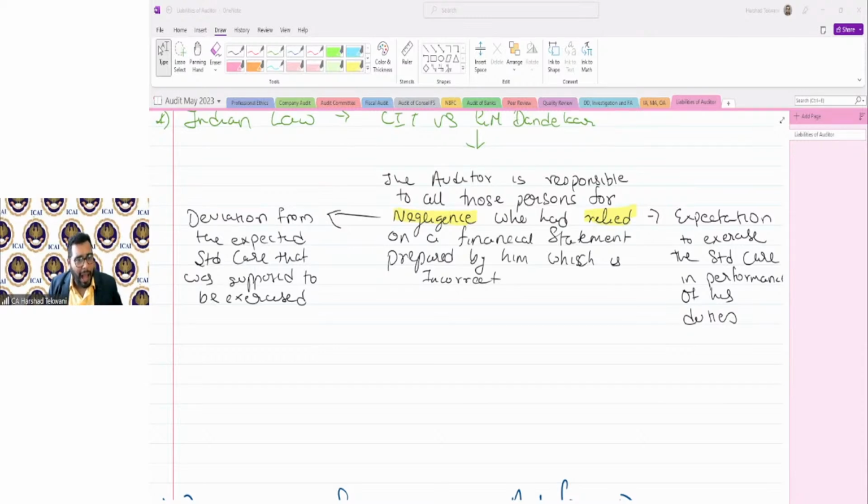In that case, I have not deviated from my standard care. That is the concept here. Have I deviated from the standard care or the duties that I was supposed to exercise? No, I have applied the generally accepted auditing principles. I have gathered the evidence that was required to issue my opinion. I have fulfilled all the duties. Then there is no negligence on my part. That's why it's very important to understand what negligence is. It is a deviation from the expected standard care, and expected standard care is defined by the auditing standards, that is, what you are required to do in an audit. Clear?